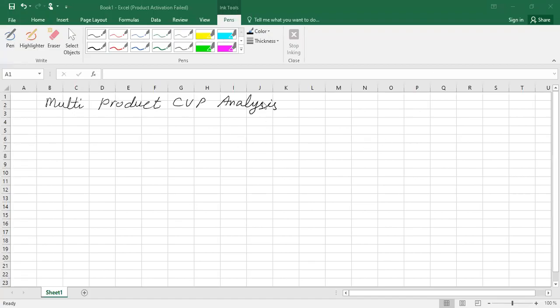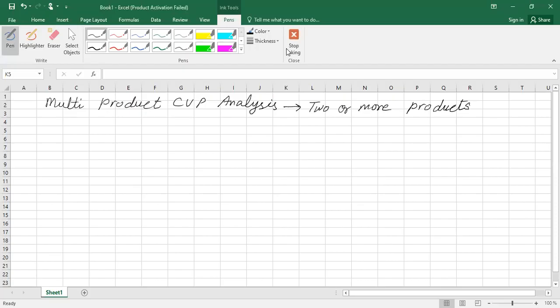Multi-product CVP analysis means what? Multi-product CVP analysis means a company is producing two or more products. And it is difficult to calculate break-even point units for each product. Why? Because fixed costs are common. Companies pay fixed cost for both the products or more than two products.